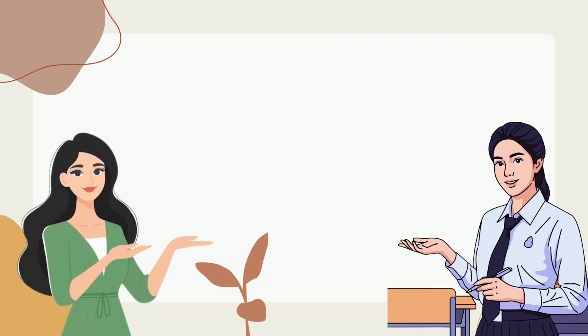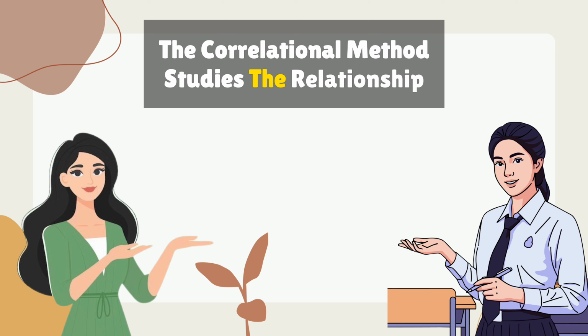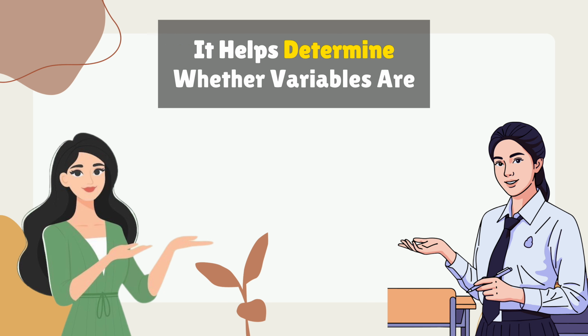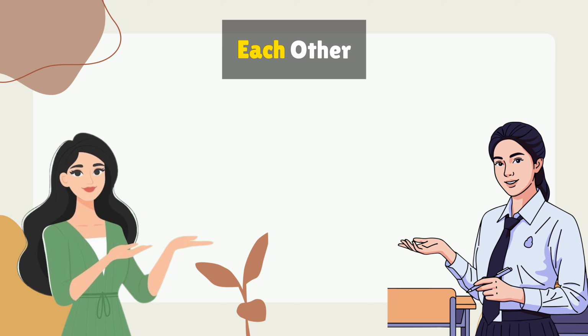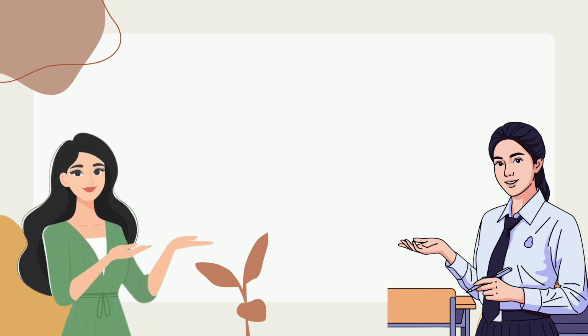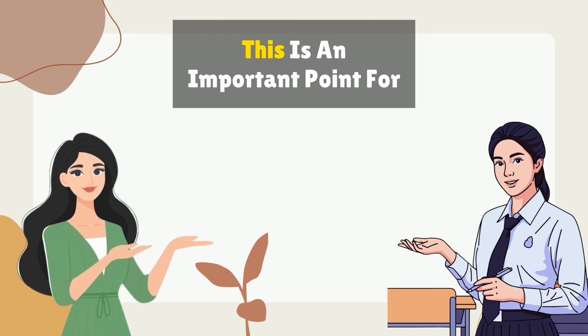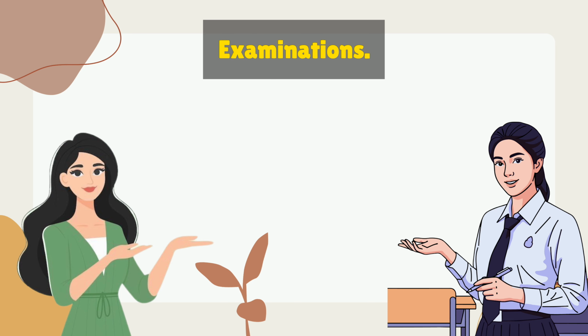Correlational method. The correlational method studies the relationship between two or more variables. It helps determine whether variables are related to each other and in what direction. However, correlation does not prove causation. This is an important point for examinations.